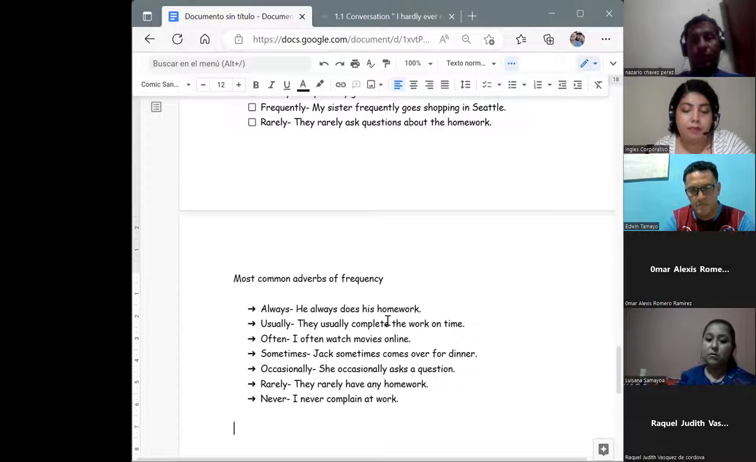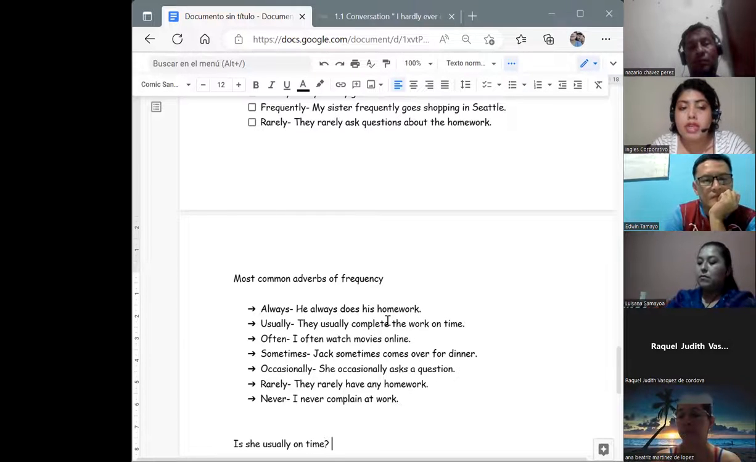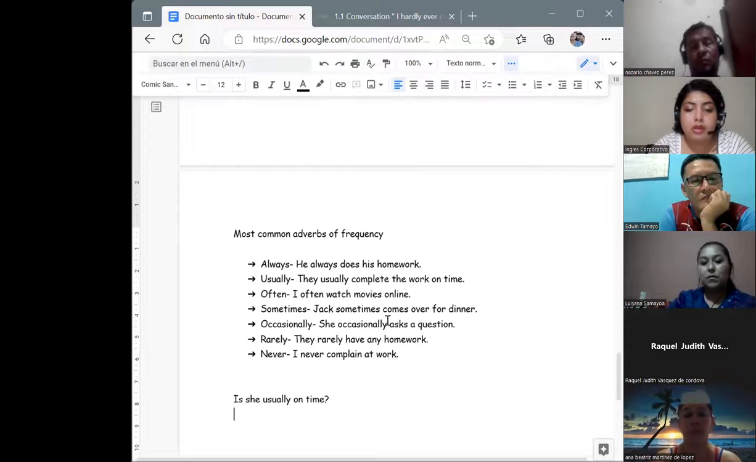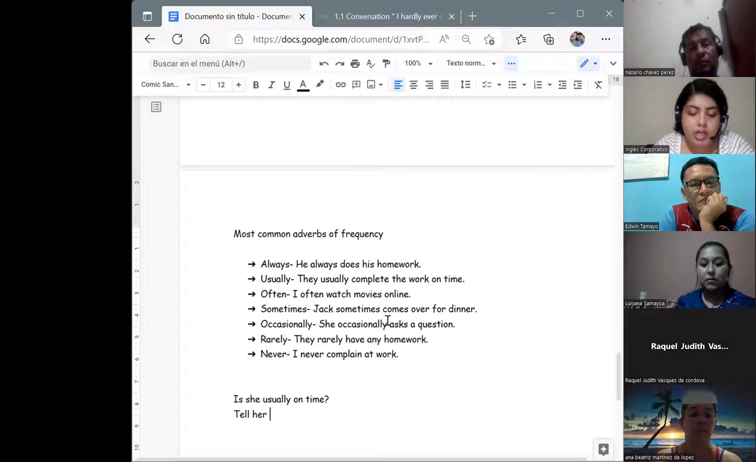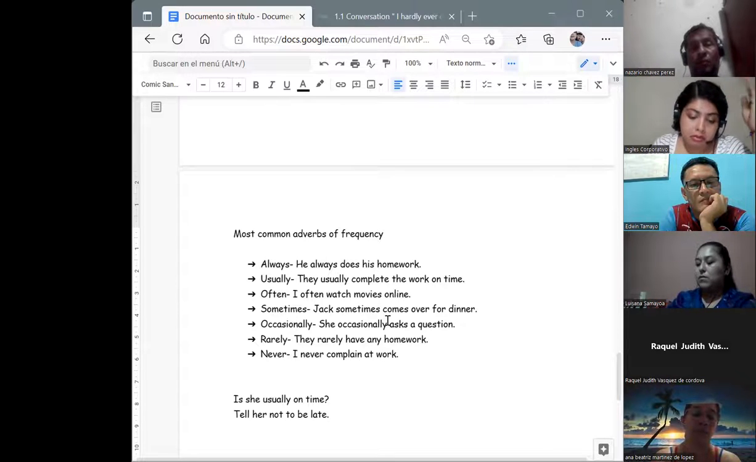Then, if we are using short answers in this case, si tenemos respuestas cortas, no se aplica de esa manera. Porque si tenemos una pregunta, that is the thing that we need to know, the question. We have this question, is she usually on time? ¿Cómo vamos a responder nosotros esta pregunta? Tell her not to be late. Dile que no esté tarde, pero estamos utilizando un adverbio. Is she usually on time? Maybe, yes, she is. Esta es nuestra respuesta.